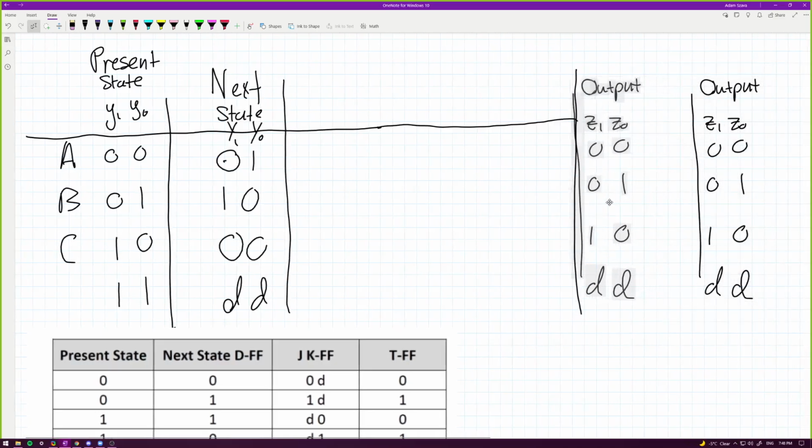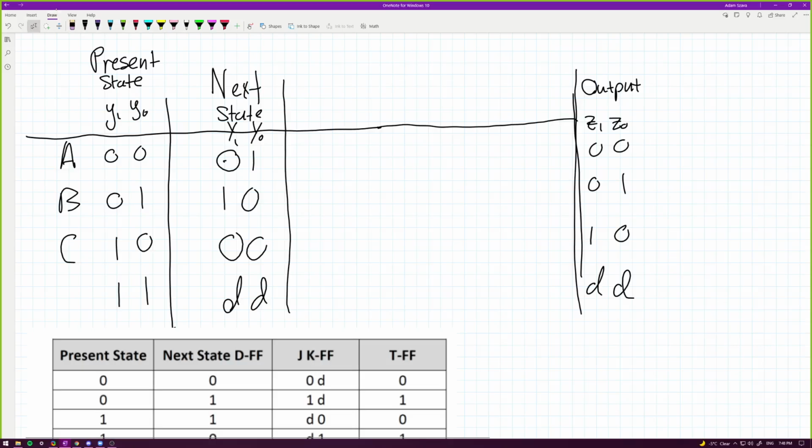Just move that there, right? There we go. So now we're going to have a J. So we're doing JK flip-flops. That's what we're doing, right? So we're going to have a J1, K1, J0, K0, right? And that's because the JK flip-flop has two inputs.